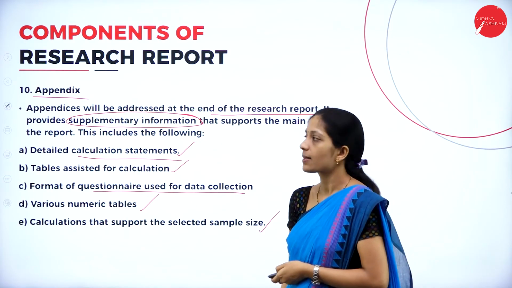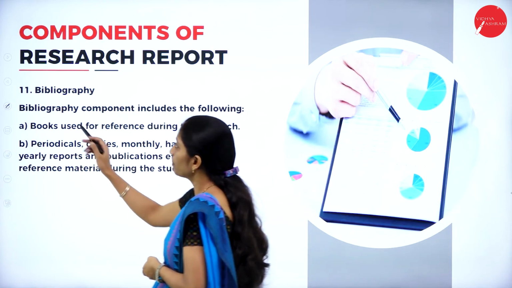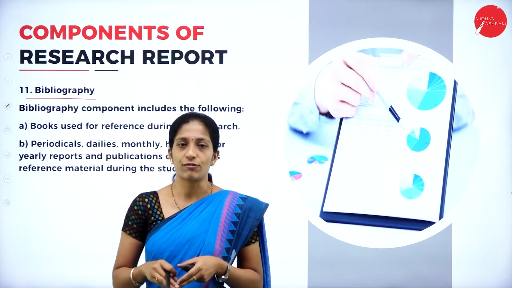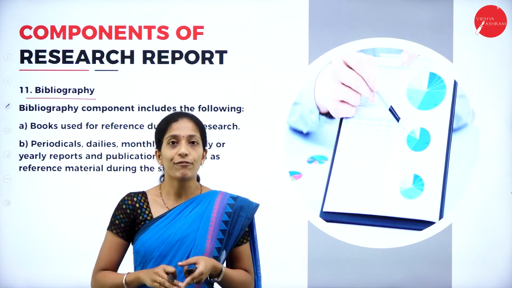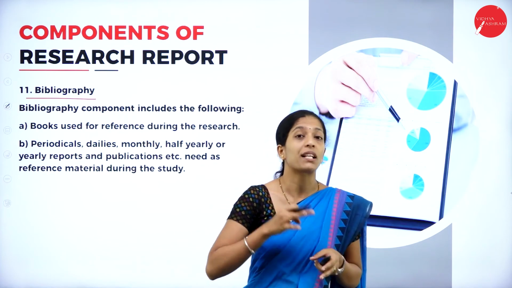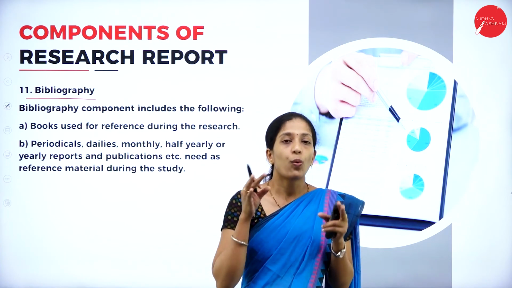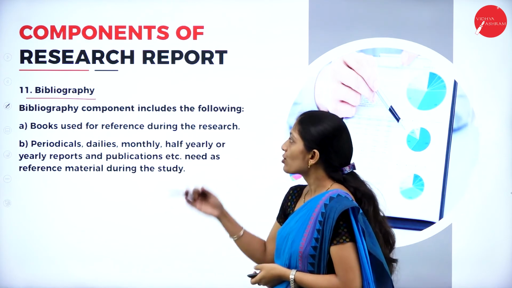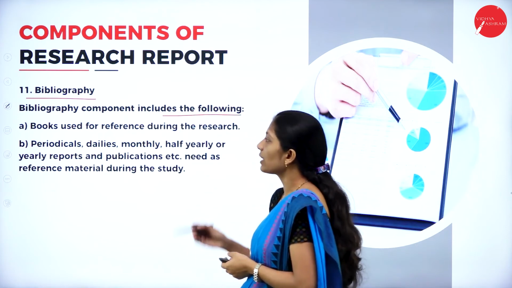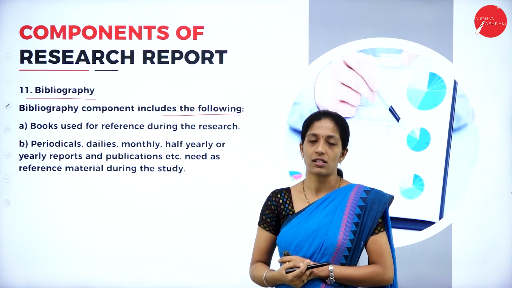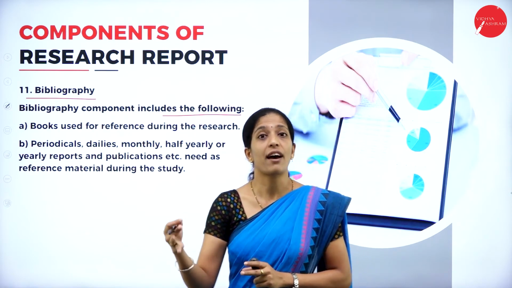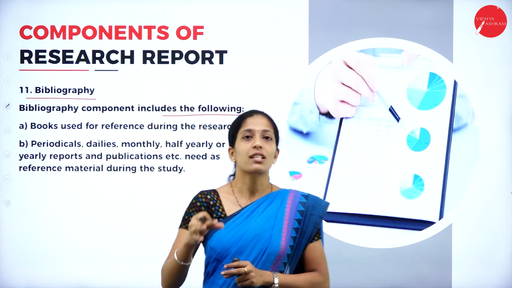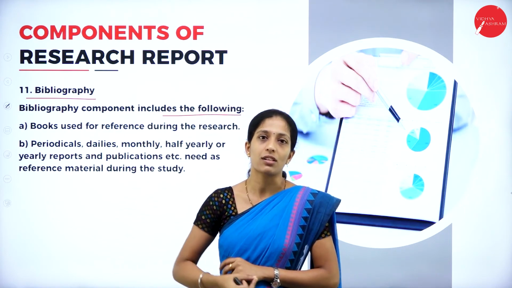That is appendix. Next one is bibliography. Of course, the researcher cannot himself collect all the data or information. He might have referred to some other research work or some other books. So whatever reference he has made has to be included in the bibliography. So the bibliography component includes the following. The first one is books used for reference. There may be certain books which he might have referred to on that particular topic in order to collect the information. So those book names have to be written along with the author's name also.